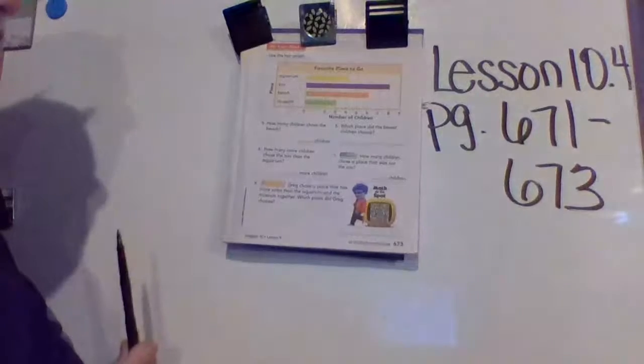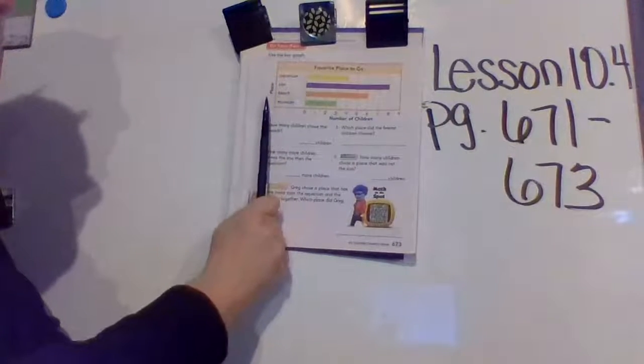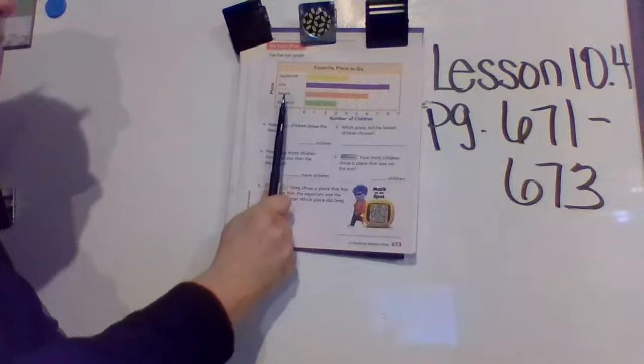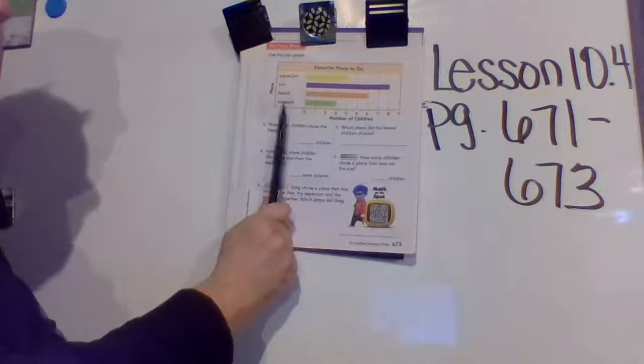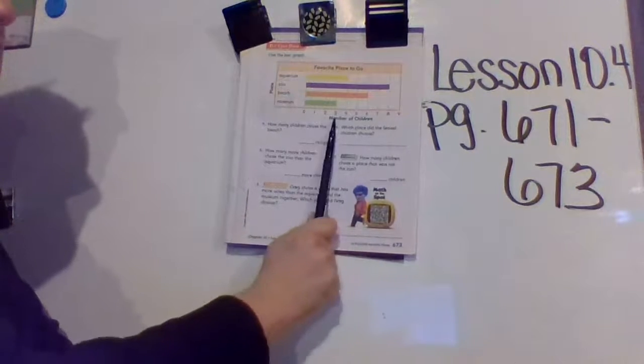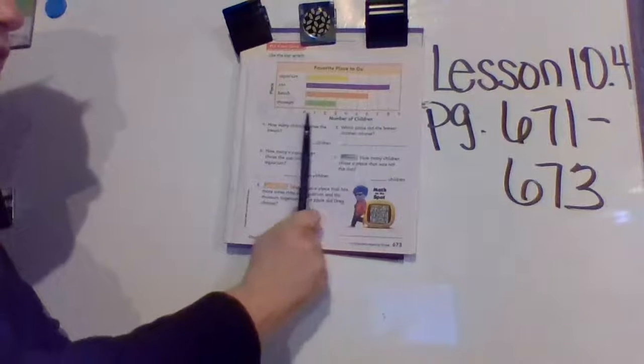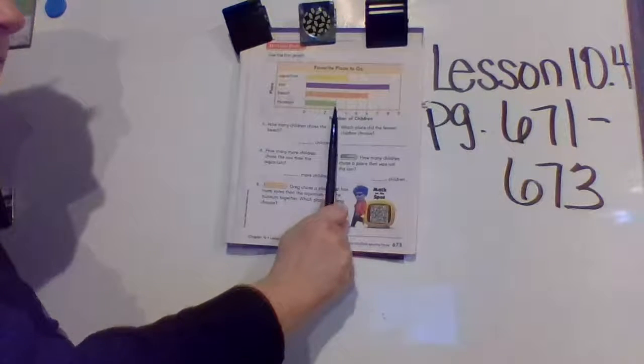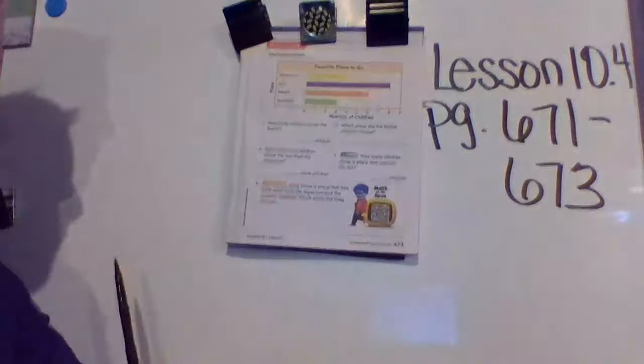Favorite places to go. We're going to use the bar graph. Always read your graph first. Make sure you understand it. So the categories are the different places. You can go to an aquarium, a zoo, a beach, or a museum. The x-axis shows the number of children. So you would just follow your finger along the bar and see what number it matches up to.